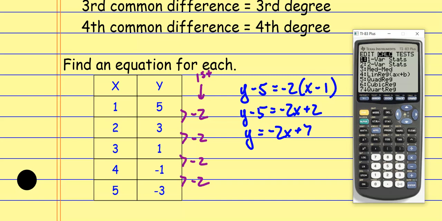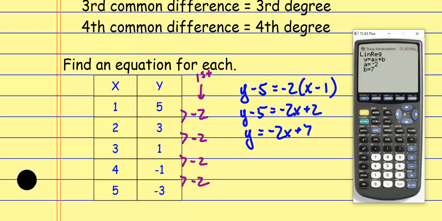But now here's the thing, I had to do that whole common difference thing by hand because that tells me which regression to do. Because I know this is a first degree polynomial, I know that I can find the equation by doing a linear regression. And I hit enter. On the newer calculators, it'll ask if this is in list 1, list 2, and you have to go down to calculate. And it'll spit this out.